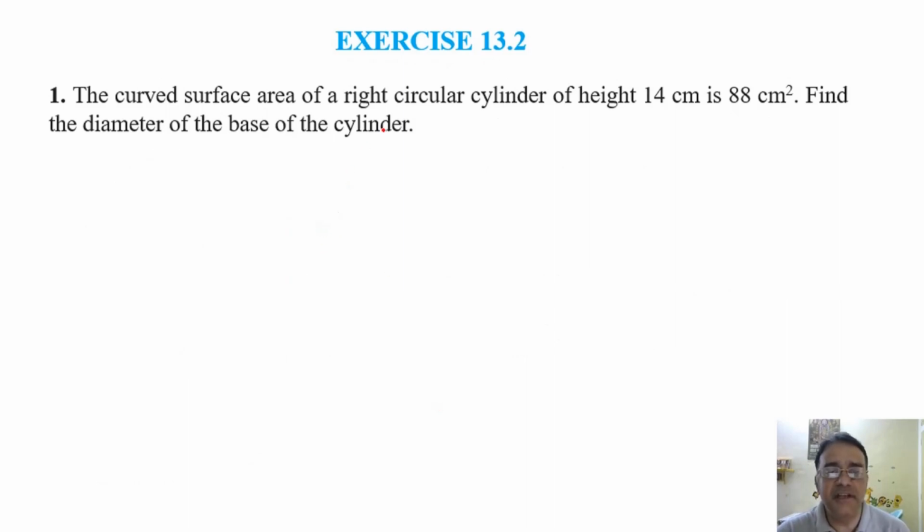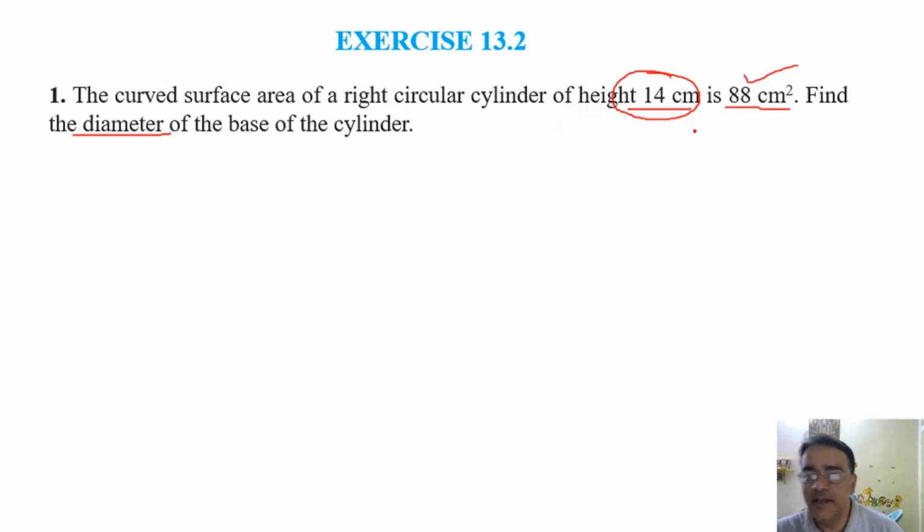The curved surface area of a right circular cylinder of height 14 centimeter is 88 centimeter square. So curved surface area we call CSA in short form. So CSA of cylinder is given 88 centimeter square and the height is given. We need to find the diameter. So what is the formula of curved surface area of cylinder? 2 pi RH.